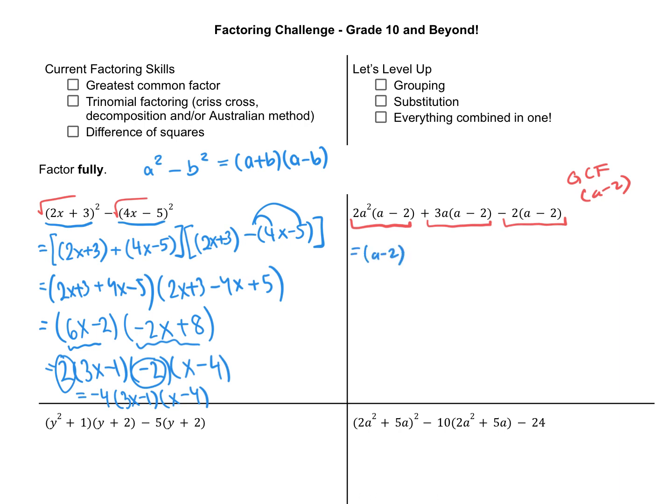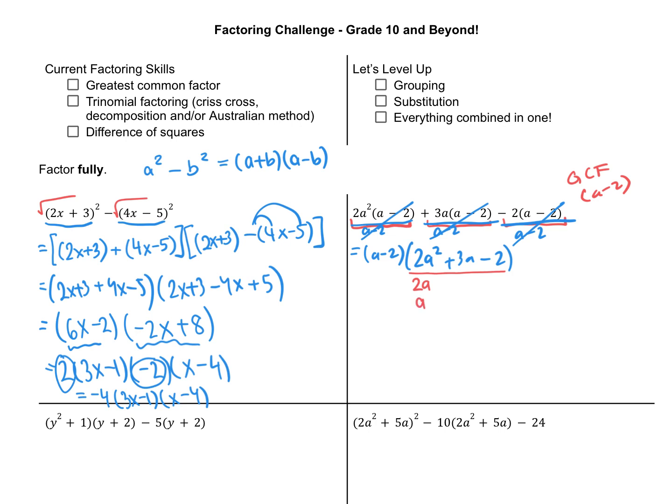And remember, when you're doing a greatest common factor, you're just dividing each of your terms by that common factor. So when I divide this term by a minus 2, it cancels it out and we're left with 2a squared. When I divide this term by a minus 2, we're left with 3a. And if I divide this by a minus 2, we're left with the negative 2. Once we do this greatest common factor of a bracket, we're left with a trinomial that we can try to crisscross, or whatever method you prefer for trinomials.